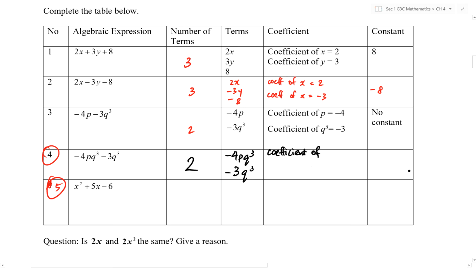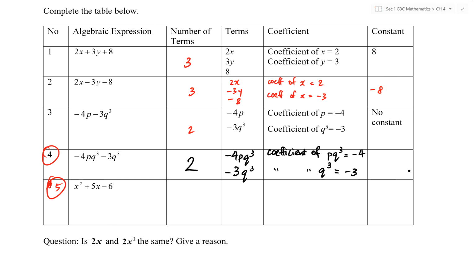Coefficient of something. It is always coefficient of something. In this case, it is coefficient of pq cubed. The coefficient is a number. Our p, q over there, they are variables. We can substitute in numbers that we like. So over here, the coefficient is negative 4. It includes the sign. So likewise, coefficient of q cubed is negative 3. These are the 2 coefficients.